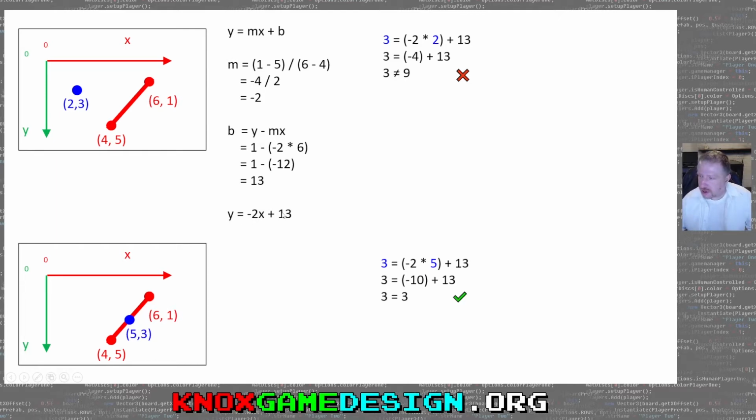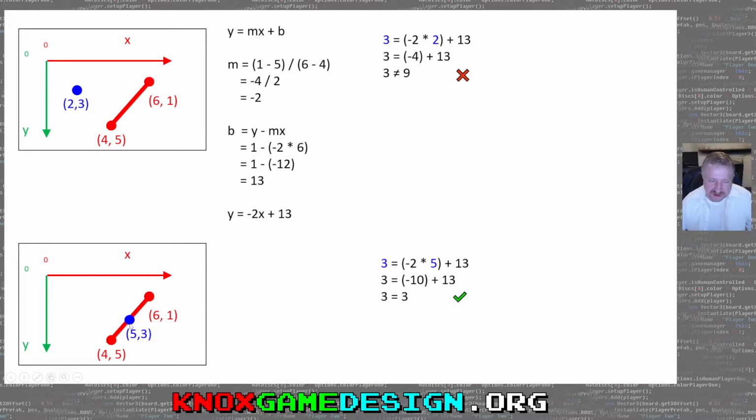So now that we have the equation for the line, we can test any point that we want. When we want to test this 2, 3, plugging in the values for y and x, we've got 3 equals negative 2 times 2 plus 13, which is 3 equals negative 4 plus 13. So 3 does not equal 9. That means the point does not collide with the line.